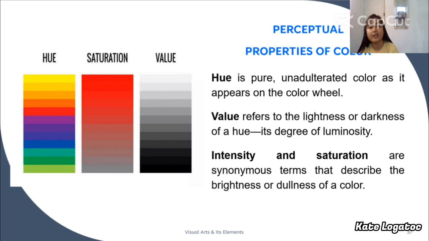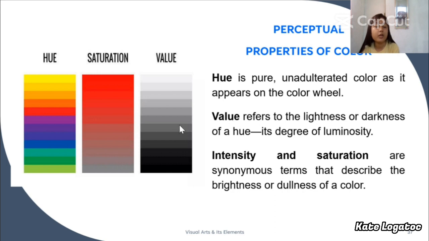Intensity and saturation are synonymous terms that describe the brightness or dullness of a color. A color is most intense or most saturated when it's most pure, like the color that is perceived when a beam of light is refracted through a prism, or the color of a pure pigment that has not been mixed with black or white. When colors are mixed with black or white or their complement, their intensity is affected as is their value. Colors can have similar values but different intensities, different degrees of brightness.